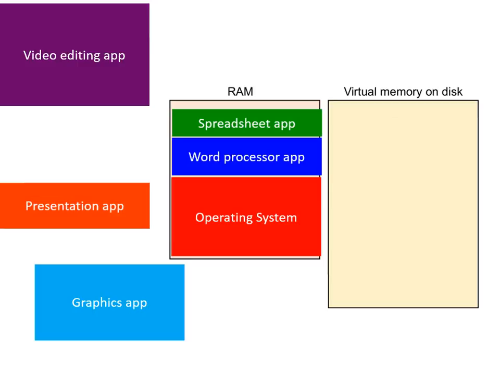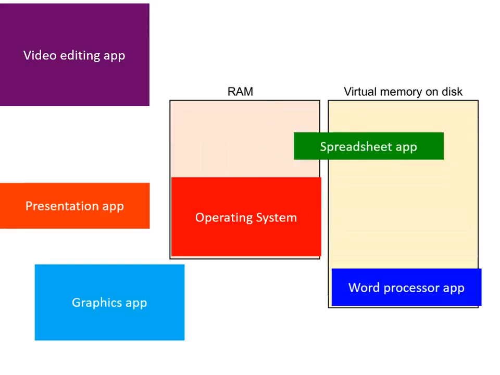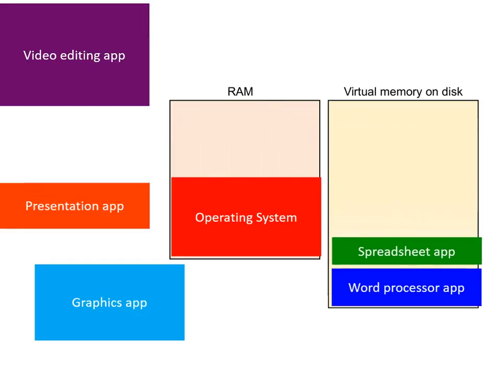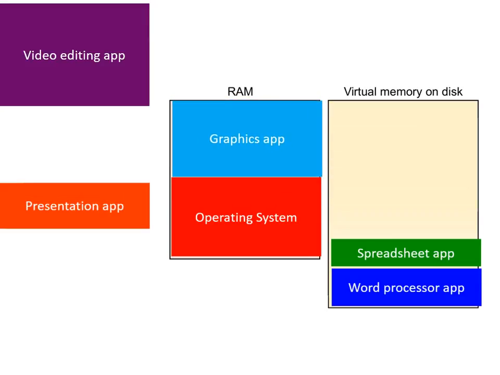Well, because the computer can only execute one instruction at a time, it means that some of the instructions are not likely to be fetched in the near future. Therefore, one solution is to transfer instructions that are not being used to a space on the hard disk. This is known as virtual memory. So for example, we could move our word processing app and our spreadsheet app out onto the hard disk, and then we'll have space for our graphics application in memory.